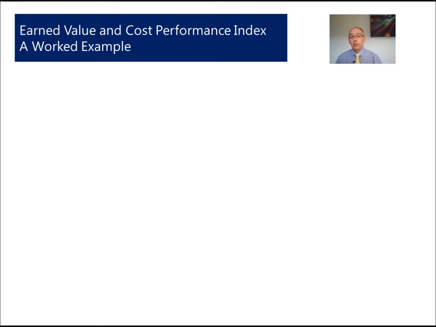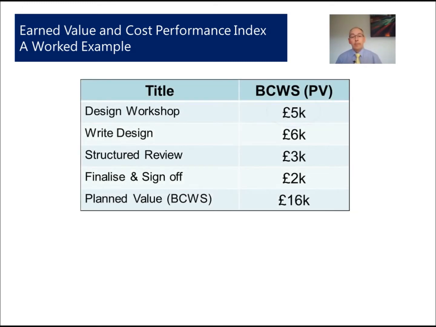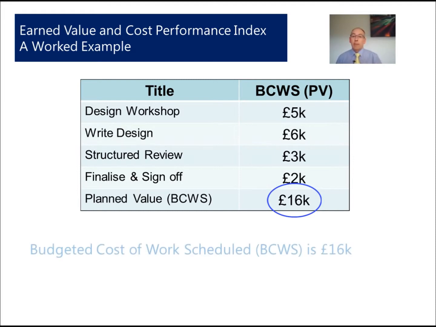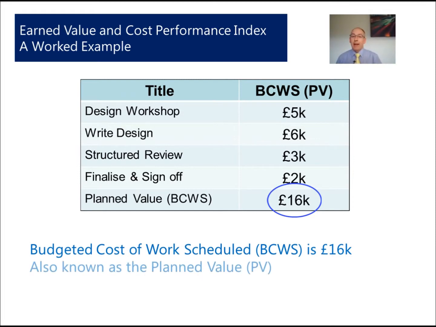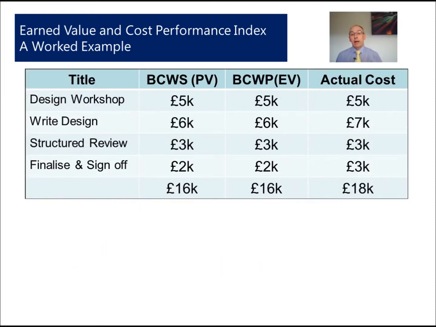Let's look at a worked example. Now we'll assume that we need to do some design work, and what we need is a budget to complete this design work. We'll start with £5,000 for the design workshop, write the design, do a structured review, finalise it, and that gives us the budgeted cost of work scheduled. So our planned budget is £16,000, known as the planned value or the BCWS, to produce the design. Now let's look at a table.